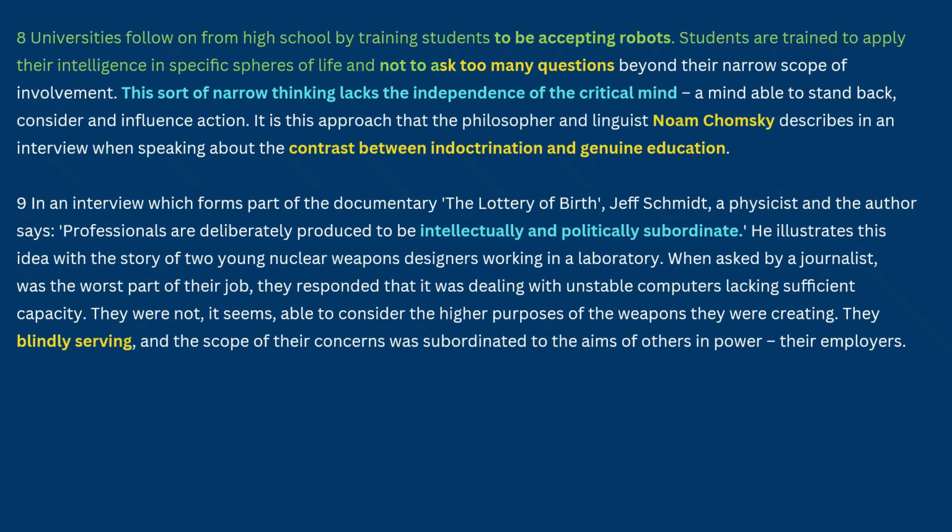Universities follow on from high school by training students to be accepting robots. Students are trained to apply their intelligence in specific spheres of life and do not ask too many questions beyond their narrow scope of involvement. This sort of narrow thinking lacks the independence of the critical mind, a mind able to stand back, consider, and influence action. It is this approach that the philosopher and linguist Noam Chomsky describes in an interview when speaking about the contrast between indoctrination and genuine education.